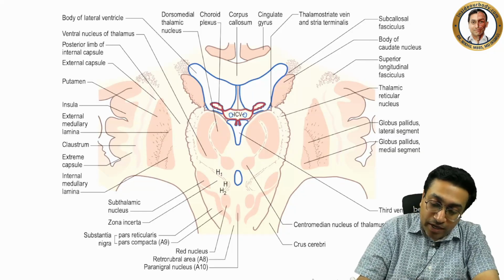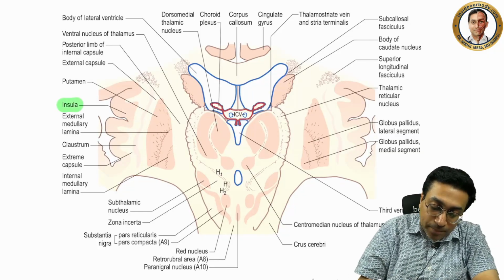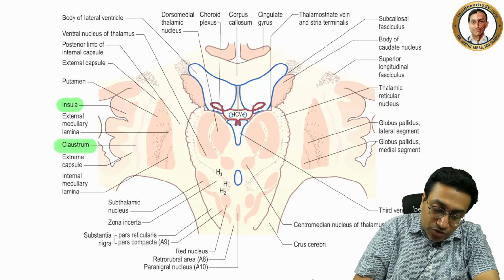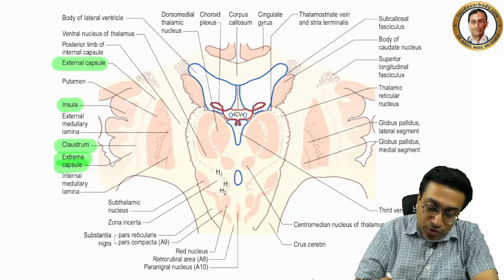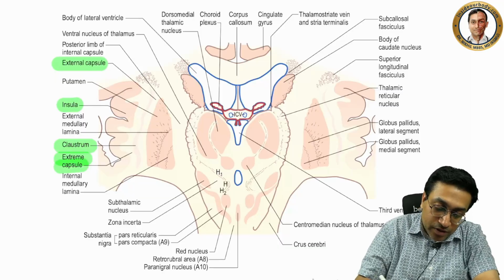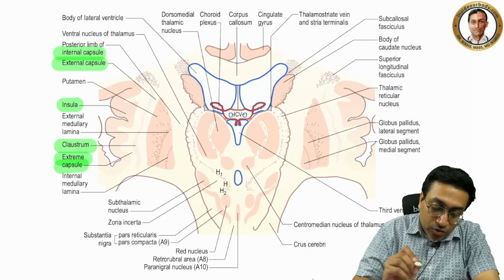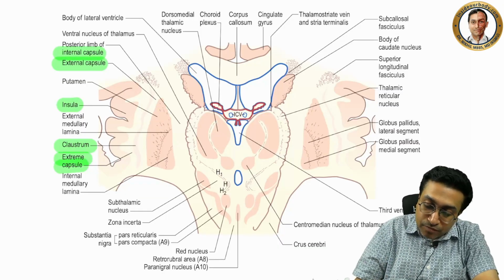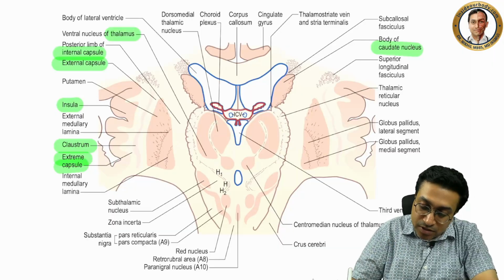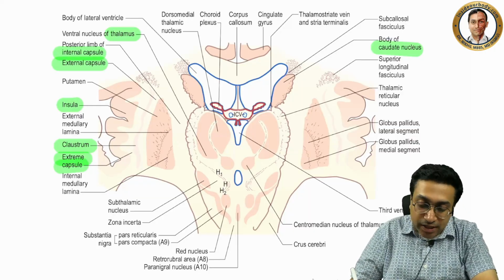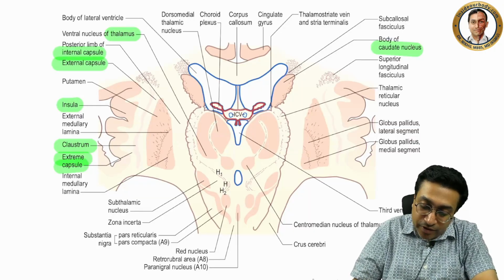So let me highlight for you to remember: insula, claustrum, extreme capsule, external capsule. These are all things we have discussed. Internal capsule. Then this is the caudate nucleus, thalamus. That's it. And lateral ventricle we have already discussed, third ventricle.